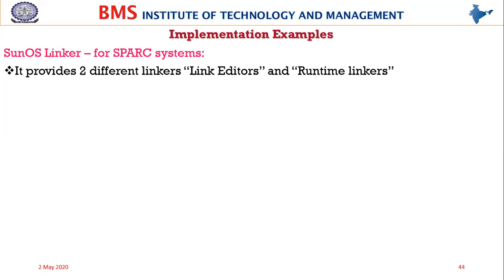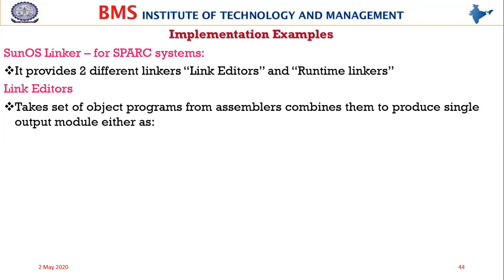After the object code is obtained, it links it relatively using relative addresses and creates an executable file, and that executable file is given to the runtime linker, which is going to link it and load it during execution. But this is also not a dynamic linker. It takes a set of object programs from the assembler and combines them to produce a single output module, and this single output module comes in different versions.